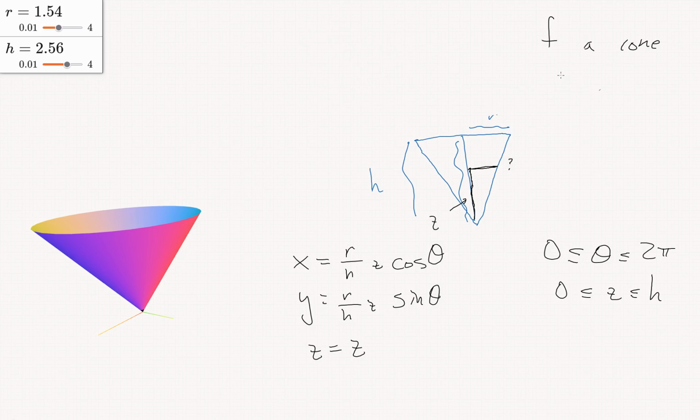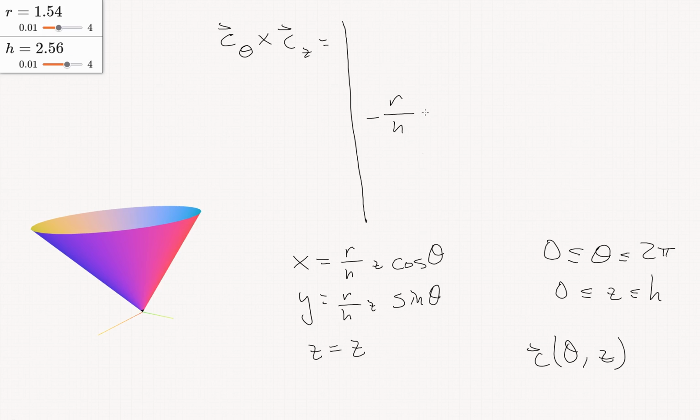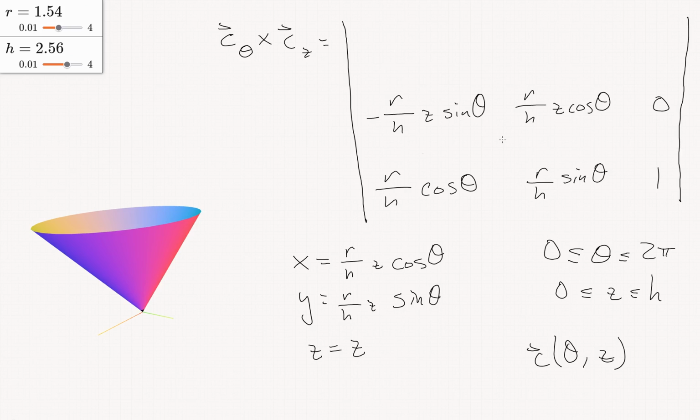Now we need to find the surface area differential. I'll call this C of theta and z, instead of r, just to avoid confusion with the radius r. So C theta cross C z: the derivative with respect to theta is negative r over h z sine theta, r over h z cos theta, and 0. The derivative with respect to z is r over h cos theta, r over h sine theta, and 1. So we have i, j, and k.